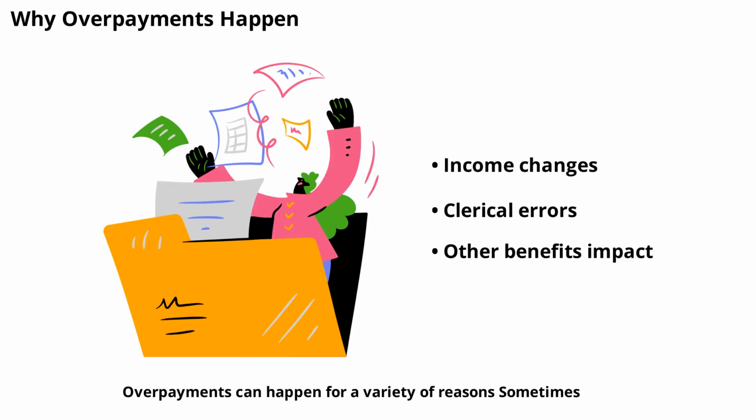Overpayments can happen for a variety of reasons. Sometimes, it's because your income or living situation changed and wasn't reported right away. Other times, it could be a simple clerical error on the SSA's part. Even changes in your marital status or receiving other benefits can trigger an overpayment. Understanding the cause is important because it will help you explain your situation if you decide to request a waiver.